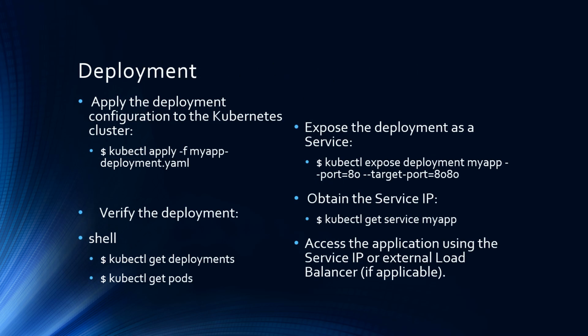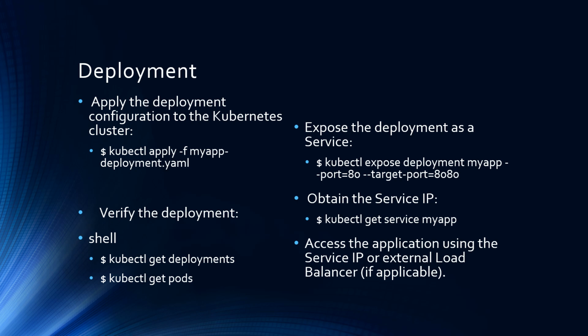Now that we understand the structure of a Kubernetes deployment file, let's walk through the process of actually deploying and managing an application in Kubernetes. This is where theory meets practice, and you'll see how Kubernetes command line tool, kubectl, makes management straightforward. The first step is applying your deployment configuration using kubectl apply -f myapp-deployment.yaml. This command tells Kubernetes to create or update resources based on your YAML file.